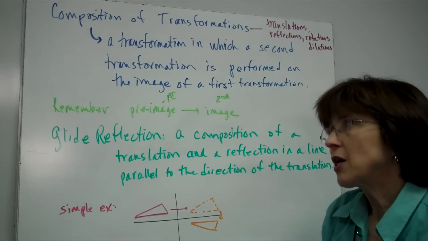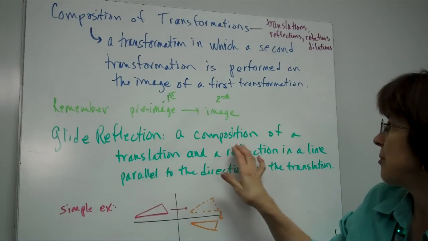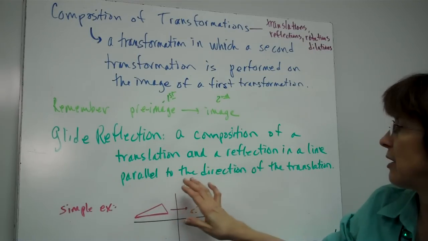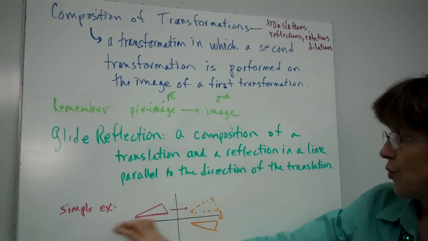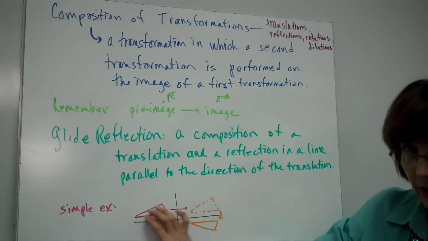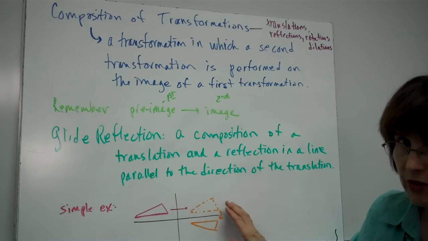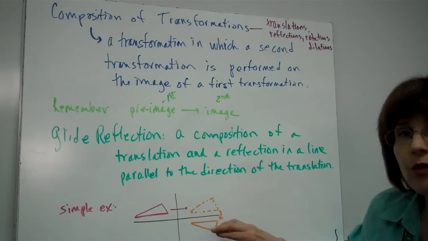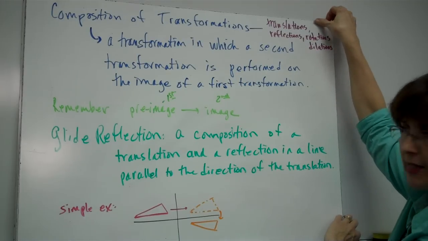Now, a special kind of composition is called the glide reflection. That's a composition of a translation and a reflection in a line parallel to the direction of the translation. We'll do it real simple though. For example, I can translate this triangle over and then flip it. This would be an example of a glide reflection. And it really doesn't matter what order. I could have flipped it first and then glided it and I would have still come up with the same result.